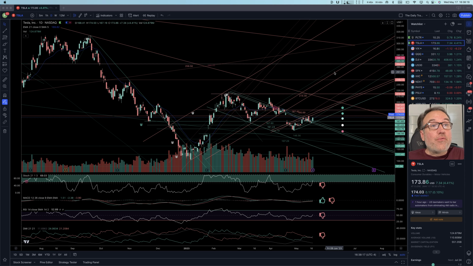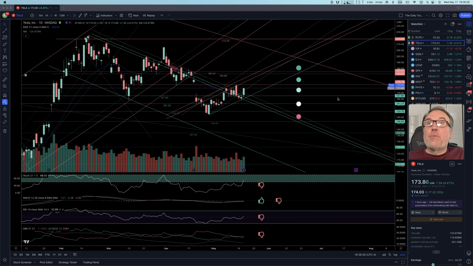So Tesla is up $7.34. That's up 4.41%, closed at 173.86. Post-market, we are even up by 17 cents. So let's take a look at what we have here on the chart.